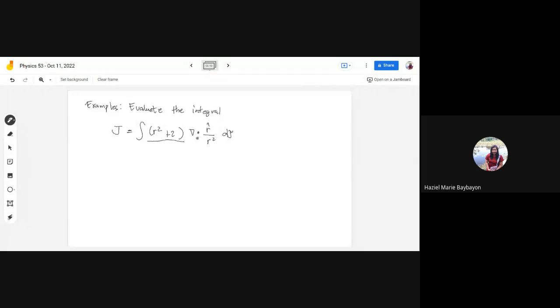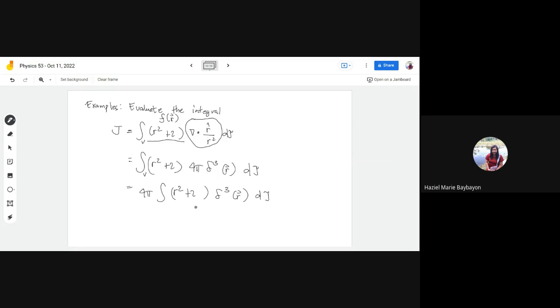Okay, so let us rewrite this. You have r squared plus 2 multiplied by 4 pi times the three-dimensional Dirac. Okay. So you have 4 pi. You can take this out of the integral. And then what is left is this, no? So we will integrate this over all the volume. So what is inside the integral sign is r squared plus 2 multiplied by the three-dimensional Dirac.